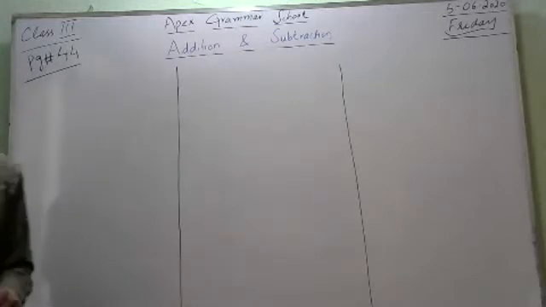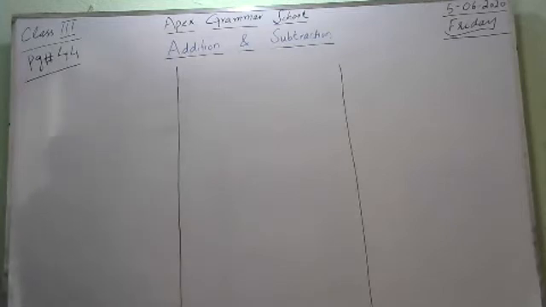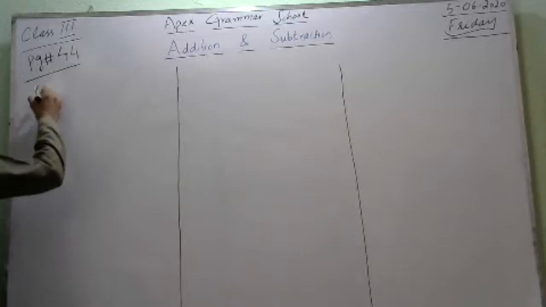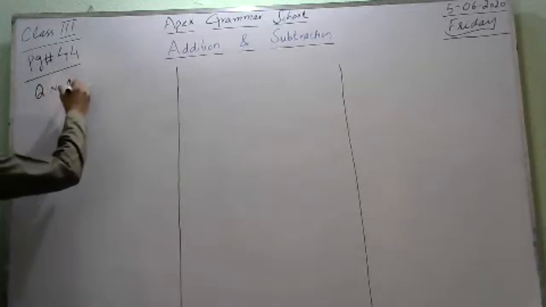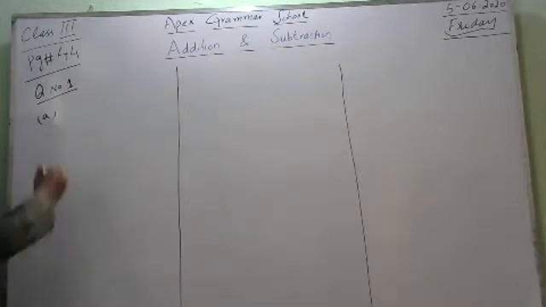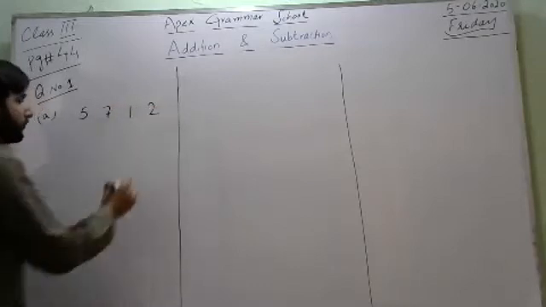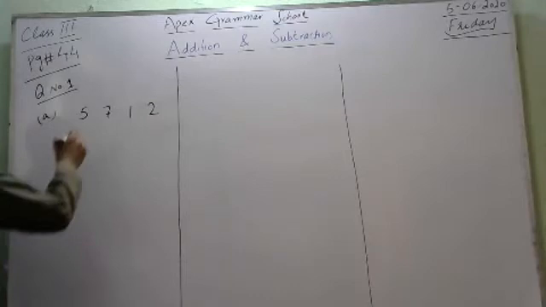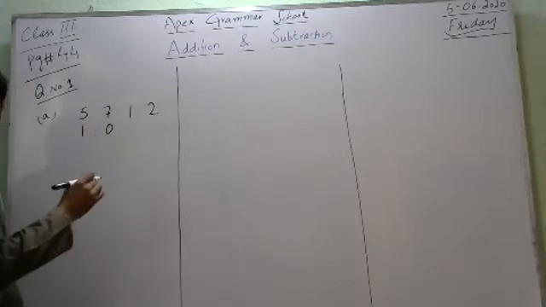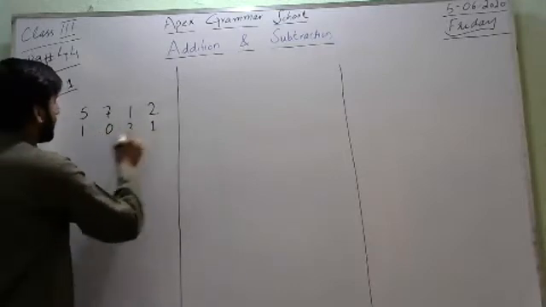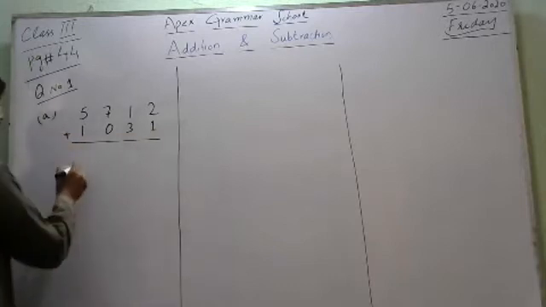Question number 1 on page number 44 is: look at the beads on each abacus to help and add these numbers. I just write down the numbers but not drawing the abacus for you. Page number 44, question number 1. A part: 5, 7, 1, 2. The next number is 1, 0, 3, 1. We have to add them.